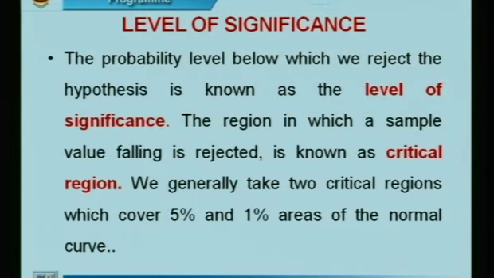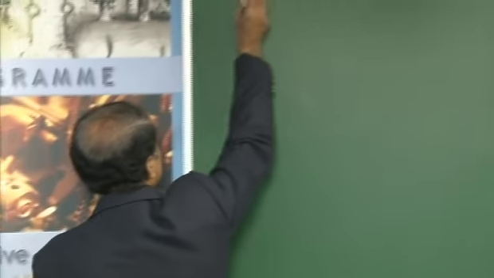But here the level of significance takes two types of regions, which we call the critical region. The region in which a sample value falling is rejected is known as the critical region. In this, two important numerical values we discuss generally, that is 5% and 1% areas of the normal curve. That means the area under the normal curve is covered, called a bell shaped curve.